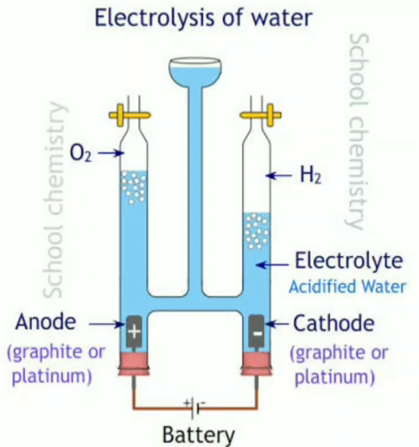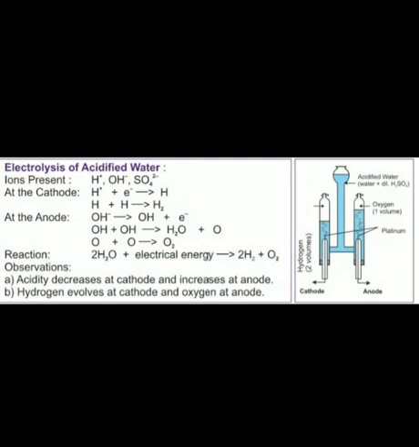So what is the reaction at the cathode and what is the reaction at the anode? At the cathode, two sources of positive ions are found, H+ and 2H+. This H+ migrates towards the cathode, gains electrons and is neutralized to hydrogen gas. So at the cathode a reduction reaction takes place and hydrogen gas is produced.